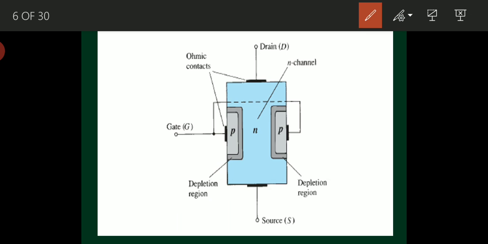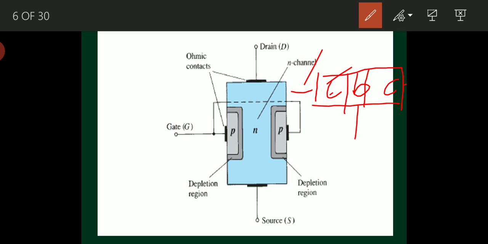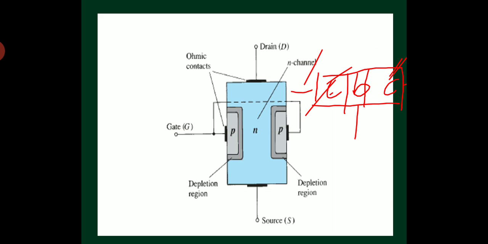Now I have to draw the characteristics of this FET. Another thing in FET is this: in BJT, this is emitter, this is base, this is collector. These three are terminals. I cannot replace the emitter terminal with the collector terminal and the collector terminal with the emitter terminal. I can't replace it. Why?